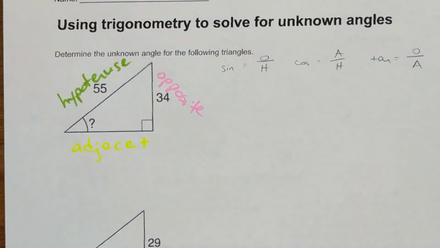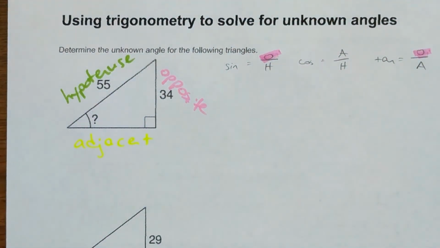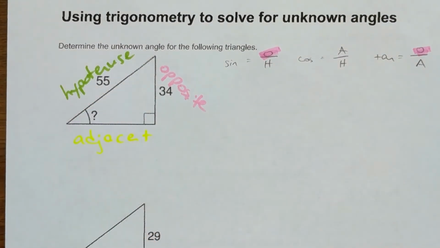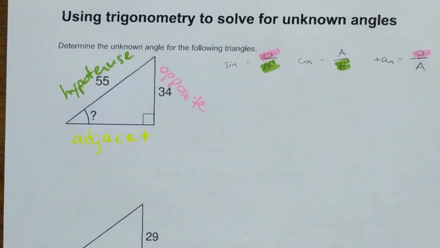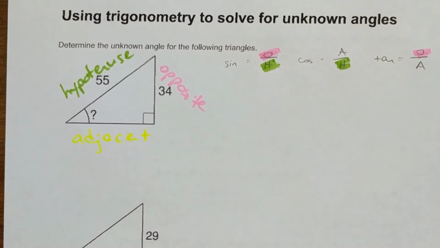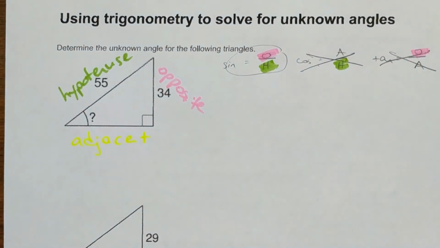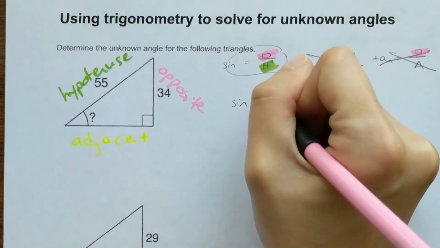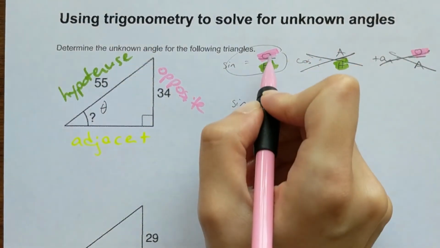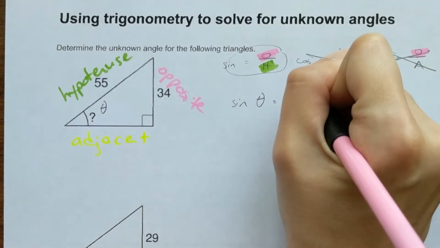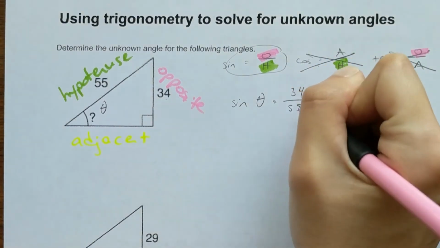And I need to pick a ratio that has opposite and that also has hypotenuse, because those are the two pieces of information that I have. And we can see here that the one ratio that has both of them is sine. So sine is what we are going to be using. I'm going to go ahead and write sine, and I'm going to use theta to represent my unknown angle. My opposite is 34, so 34 is the numerator of my fraction, and the hypotenuse is 55.